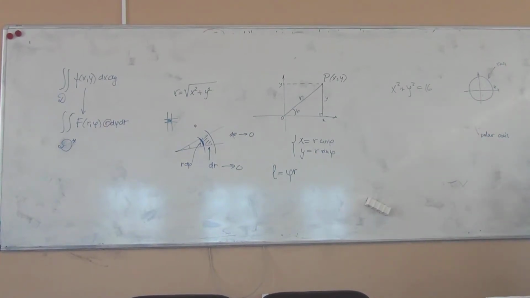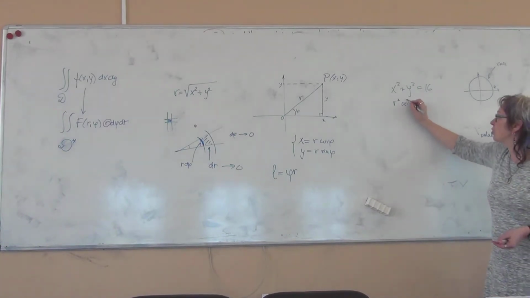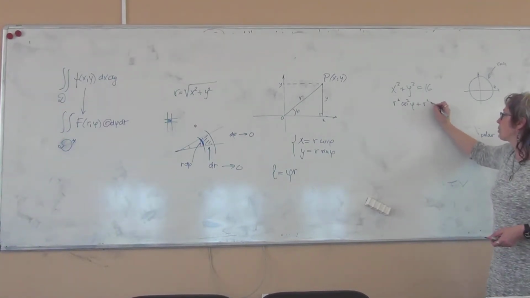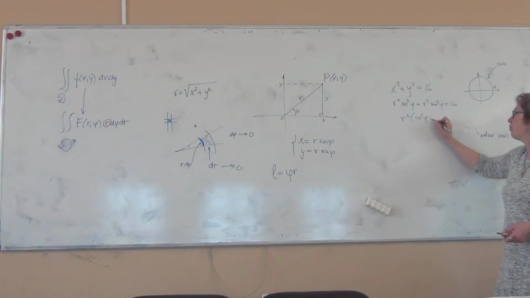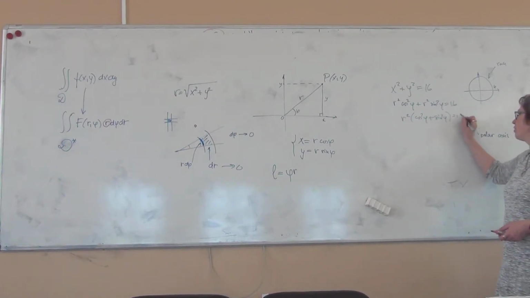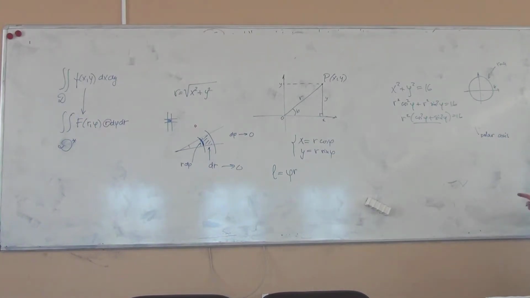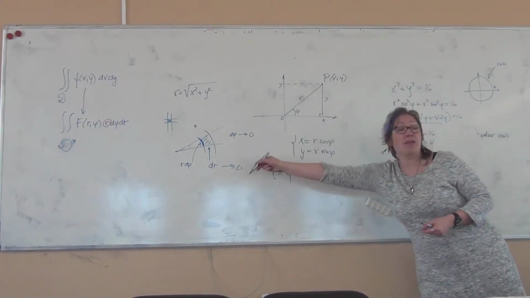Or, of course, we can use algebra. I could write r squared cosine squared phi plus r squared sine squared phi equals 16. R squared times cosine squared phi plus sine squared phi equals 16. What's this? 1. So r squared is 16 and r has to be positive, so it's 4. Although sometimes we need r to be negative. Not here, not for our purposes, but when working with polar coordinates, what would that mean? R is negative. It goes the opposite way.